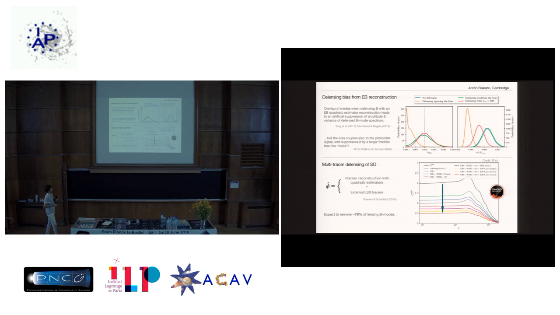So here you can see how much of the lensing B mode we expect to remove from different combinations of tracers. And if you put everything together, we hope to be able to remove up to 70% of the lensing B mode, which would bring your error in r down by approximately a factor of 2.